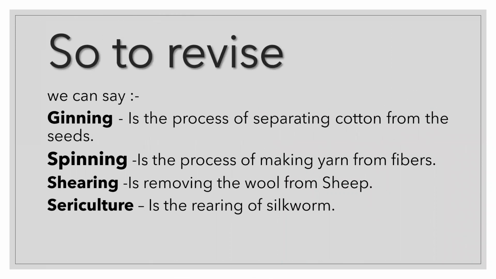So, to revise, we can say ginning is the process of separating cotton from the seeds. Spinning is the process of making yarn from fibers. Shearing is removing the wool from sheep. And sericulture is the rearing of silkworm.